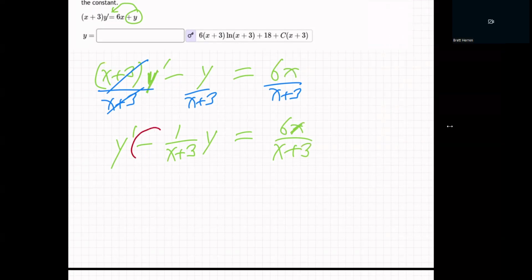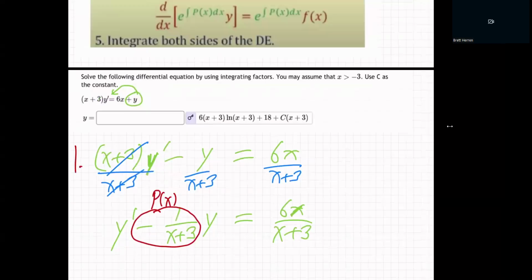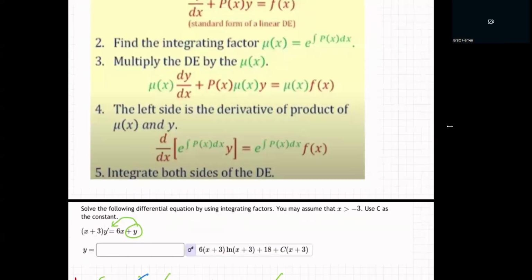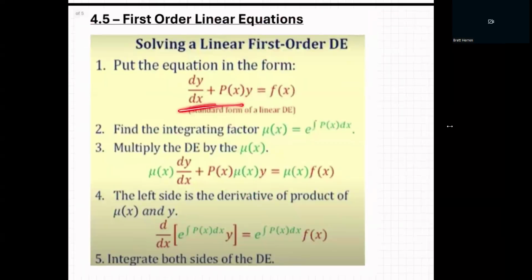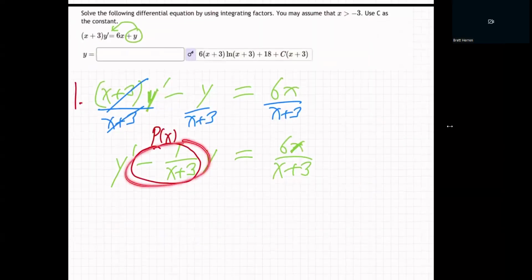Now this part here is called p of x. So that was step number one, all of that, putting the equation in this form. dy/dx is alone, and then whatever's next to y is called p of x, and then there's f of x on the other side. So that's why that's p of x.